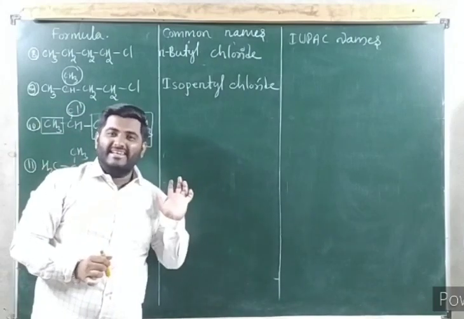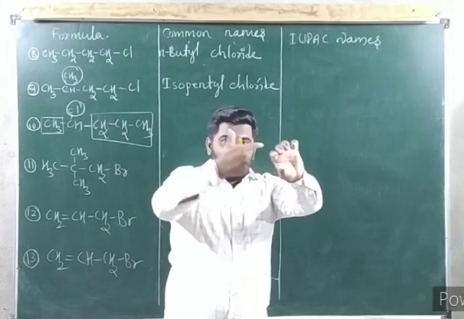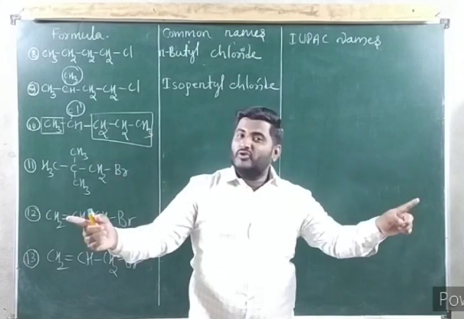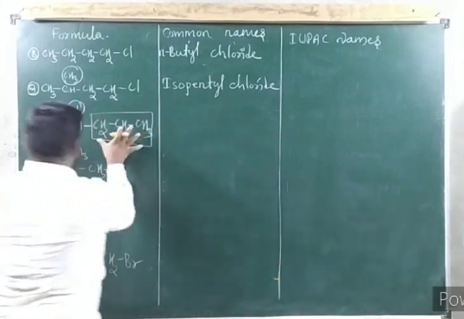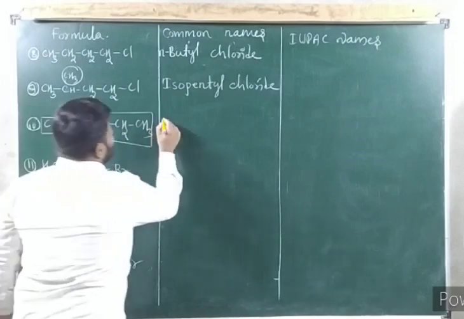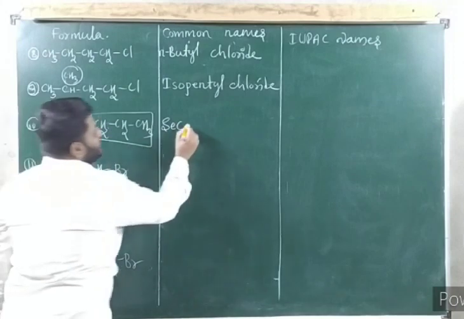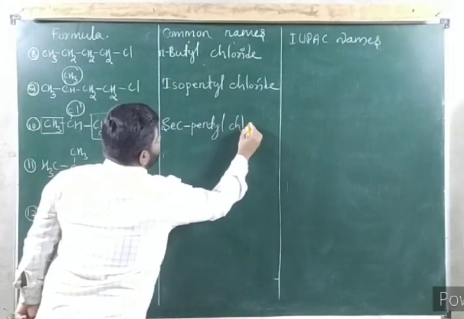So what I told: when halogen is attached at the branching position, you have to see the halogen attached carbon. If that carbon has 2 substituents, secondary; 3 substituents, tertiary. So here 2 substituents are there. Therefore it is a secondary. Meth, eth, prop, but, pent. So it is a secondary pentyl. Secondary pentyl chloride.